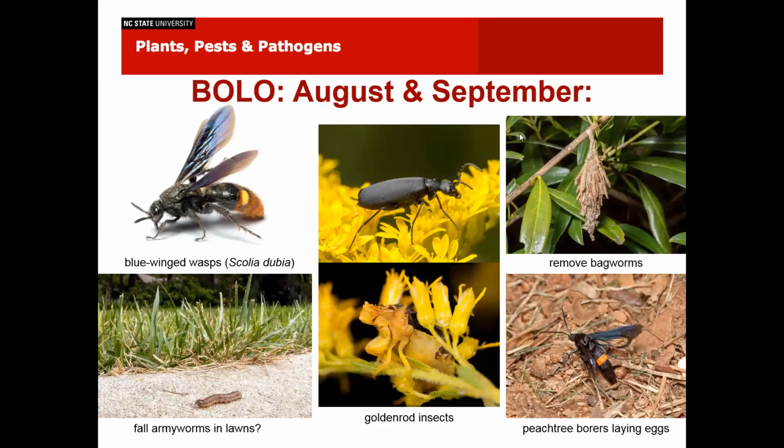And last BOLOs are things like the blue-winged wasps. These are going to hunt scarab beetle larvae in the soil. You're going to have a lot of goldenrod insects on the goldenrod. You may have fall armyworms in your lawns this year, depending. It's hard to say. This is a good time to remove bagworms from plants, as the females will have mated by now and are laying eggs, and these eggs are overwintering in the bags. And look out for your peach trees and other close relatives for peach tree borers that look like wasps but are actually a moth laying eggs.